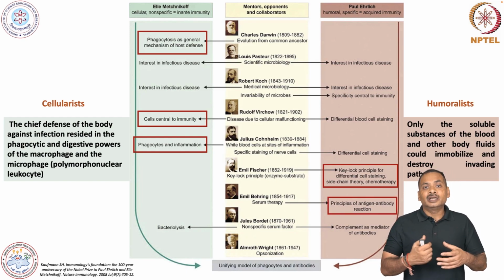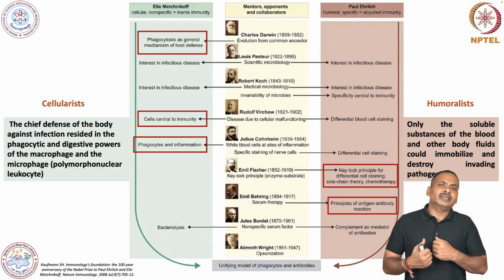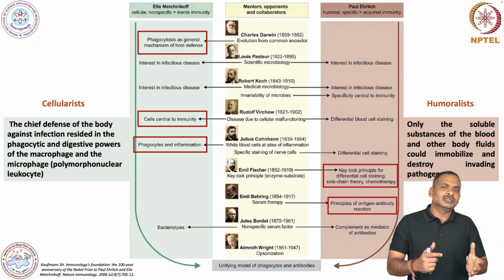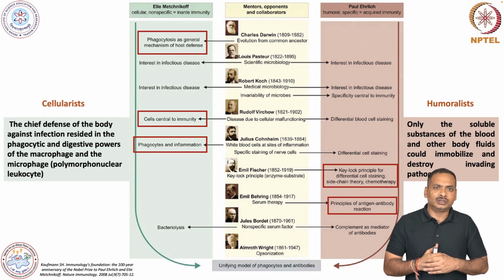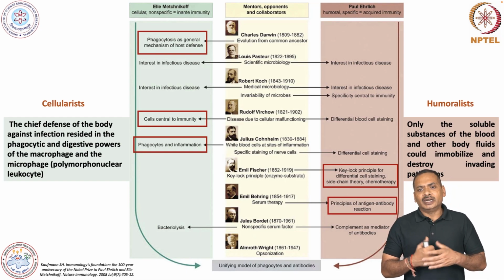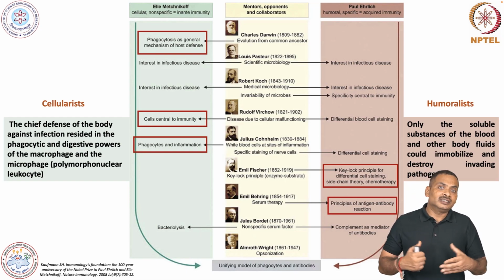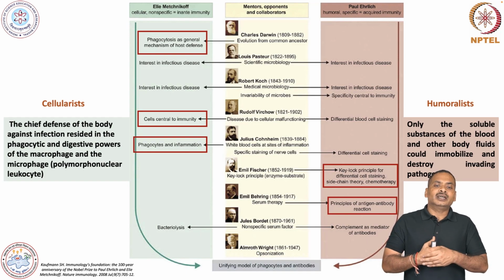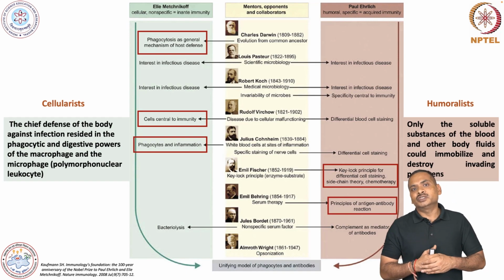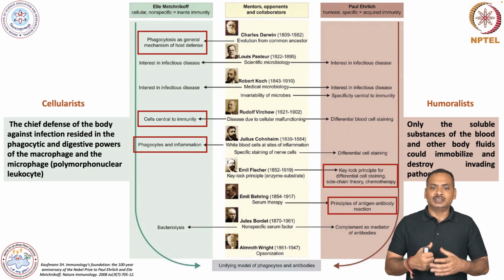Another is Emil Behring, who gave the concept of antigen. Antigen is any substance which is foreign to the host. He gave the principle of antigen-antibody interaction or reaction, and he was also a very strong supporter of this theory.